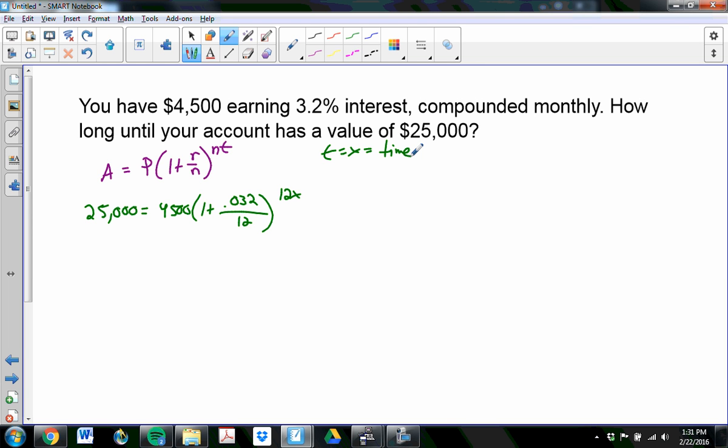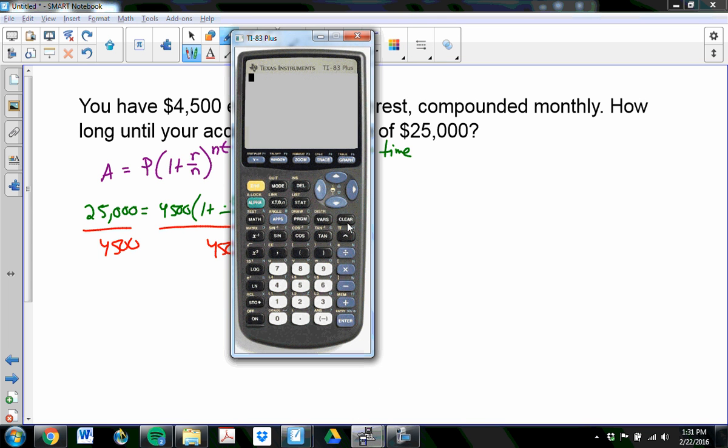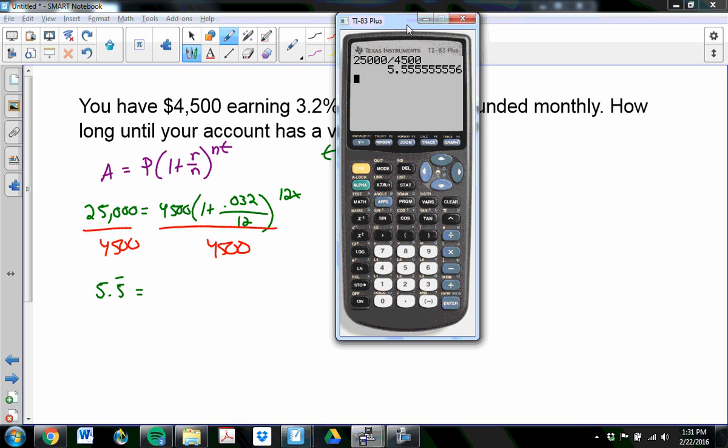Well, I need to simplify this down as far as I can. So the first thing I'm going to do is divide everything by 4,500. I can also calculate the value inside the parentheses. So 25,000 divided by 4,500. It's going to be 5.5 repeating. And I'll calculate that number inside the parentheses also. 1 plus 0.032 divided by 12. 1.0026 repeating.